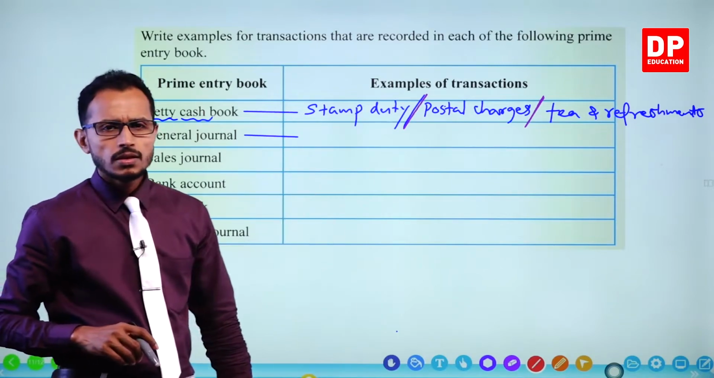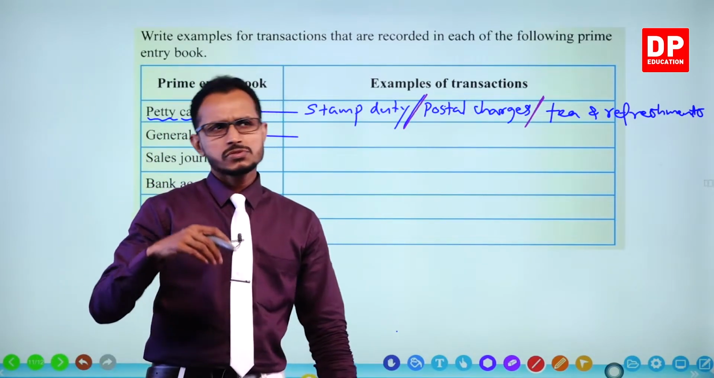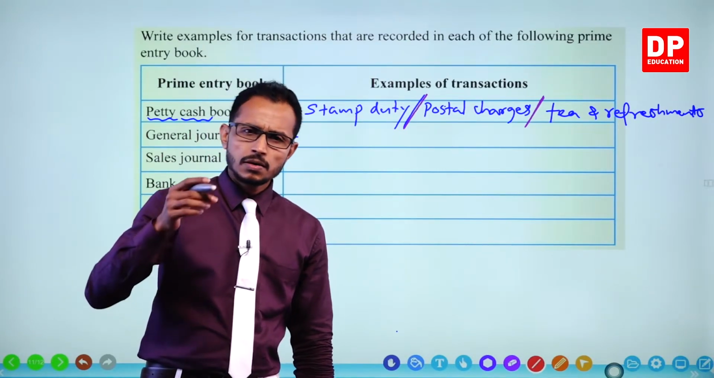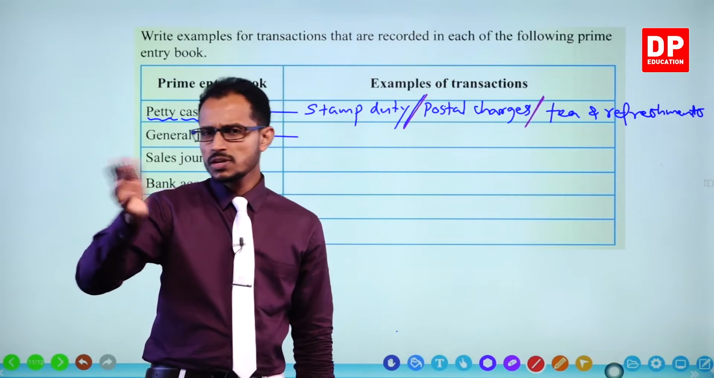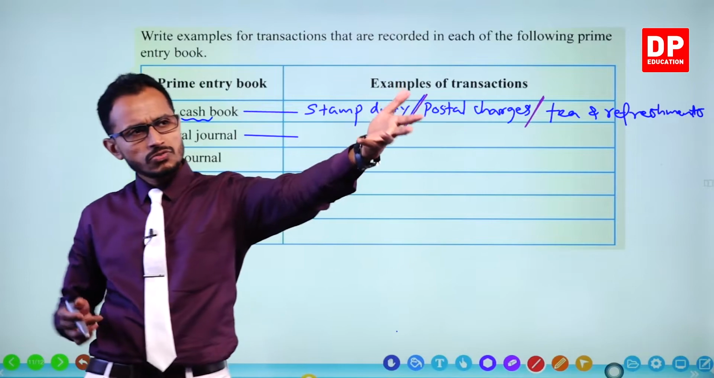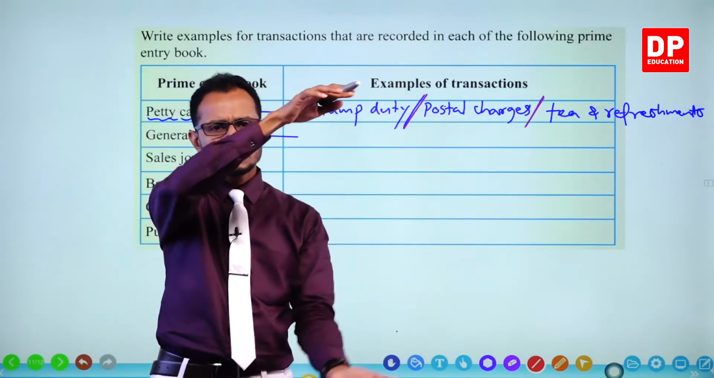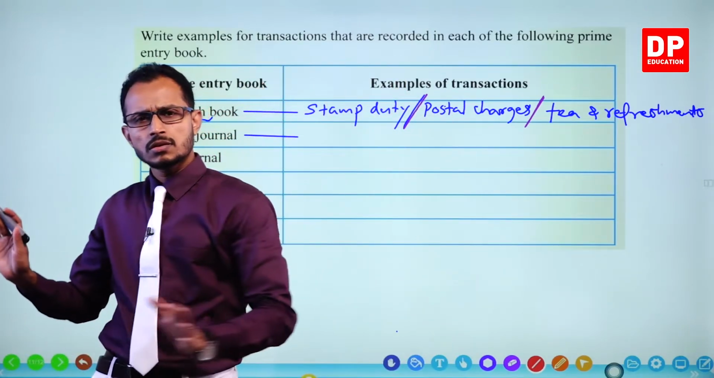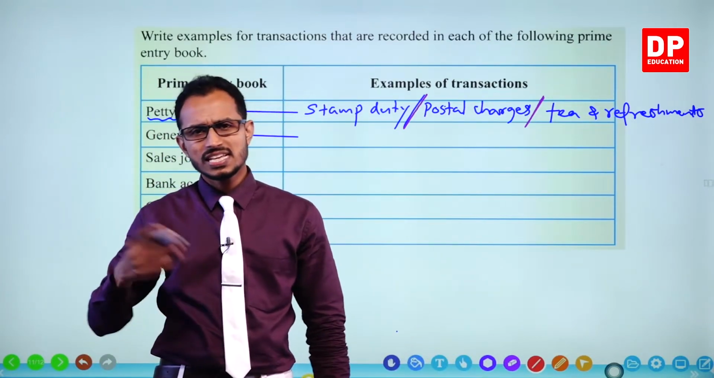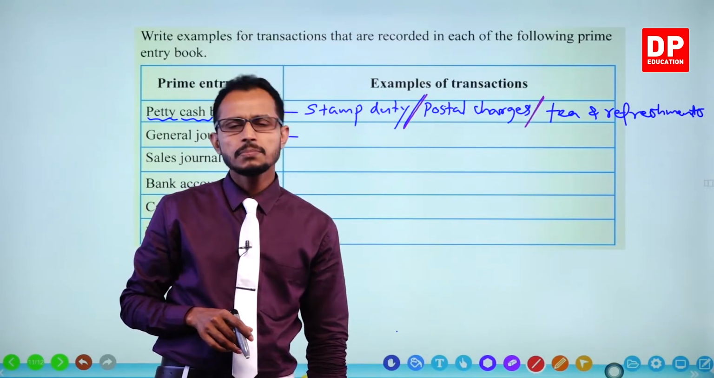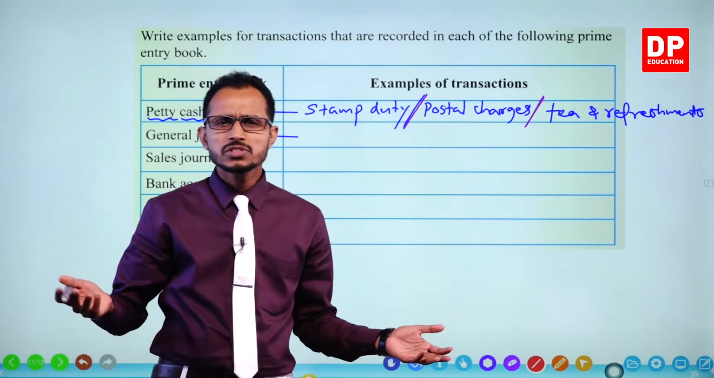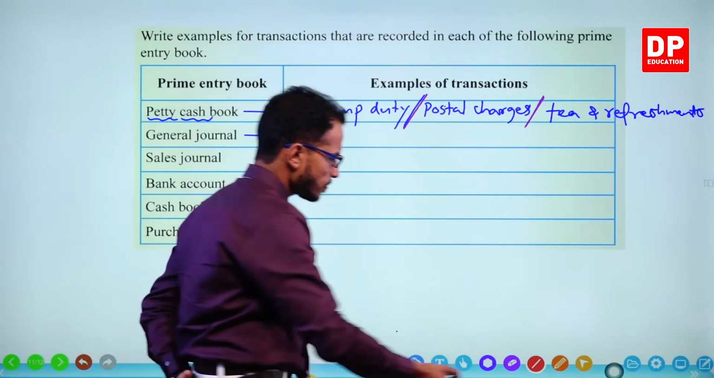right? Then if I give you transactions like sold goods on credit, selling a stock of goods on credit, or purchased a stock of goods on credit, all those transactions go to sales journal and purchase journal. Selling and purchasing. Then what type of transactions go to the general journal? All right.